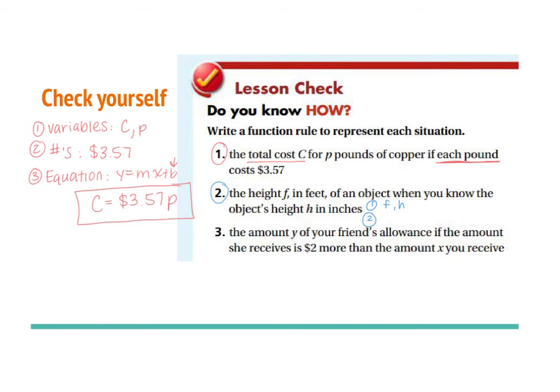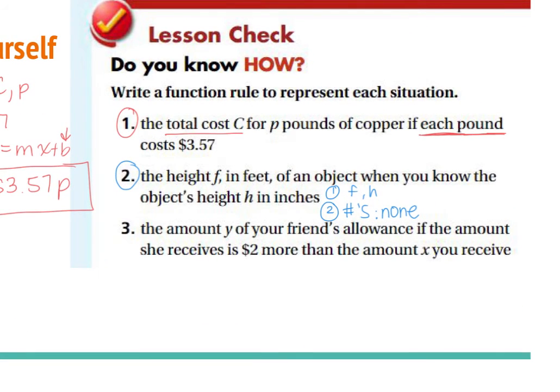Are we given any numbers? No. Okay, we're not given any numbers. We are going to use a number, though, when we're writing our equation. Okay, step number 3, we have to write F equals h. Now, if you were given an object that was 12 inches tall, so h equals 12, how many feet would that be?